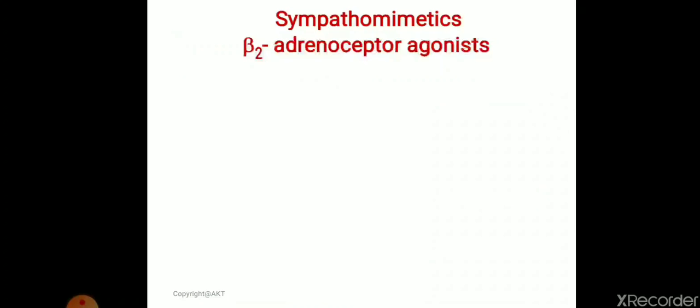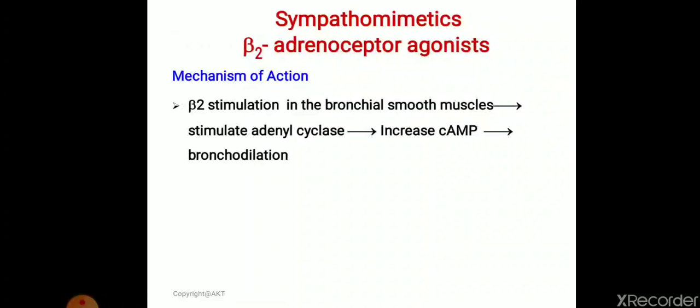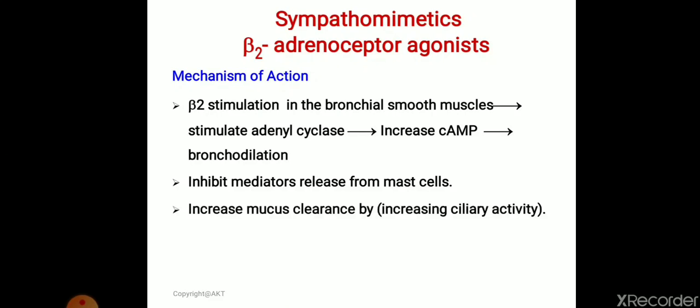Coming to sympathomimetics, first class, which is the beta-2 adrenoceptor agonist. Beta-2 adrenoceptor agonists are very selective on beta-2 adrenergic receptors, which are located on the bronchial smooth muscles, resulting in bronchodilation. Coming to the mechanism of action, they stimulate beta-2 receptors located on the bronchial smooth muscles, which stimulates the adenylyl cyclase enzyme, increases cAMP and causes bronchodilation. It can also inhibit mediator release from the mast cells to some extent and increases mucus clearance by improving ciliary activity.